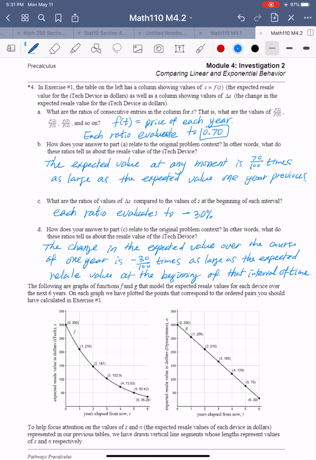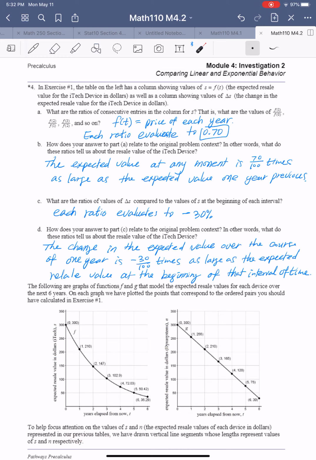Alright, the following are graphs of the functions f and g that model the expected resale value for each device over the next 6 years. On each graph, we have plotted the points that correspond to the ordered pairs you should have calculated in exercise 1. So we got those 2 graphs here, 30% off, and then $45 off for each year. I can see that as the years pass by, the prices come down. And this is the same thing too, okay? And then to help focus attention on the value of s and t, the expected resale values of each device in dollars.